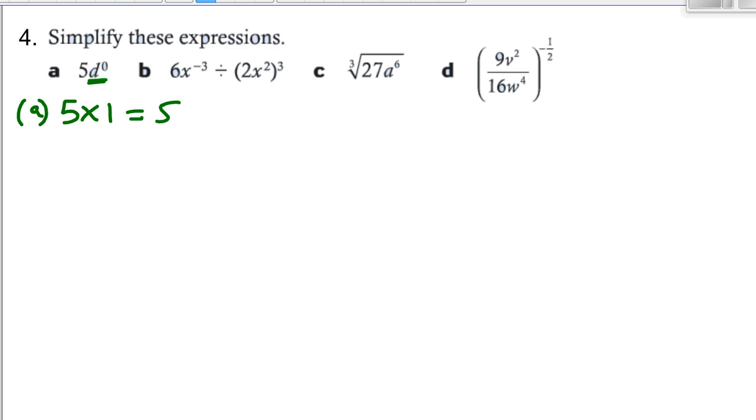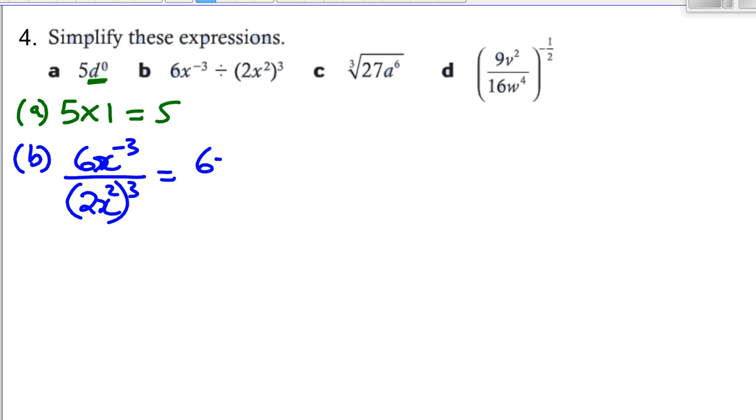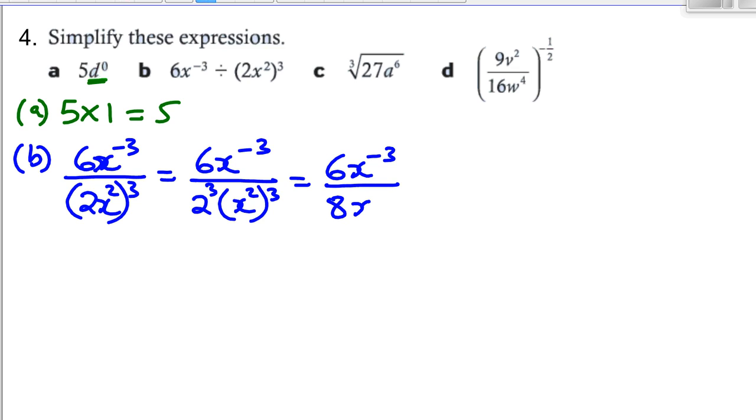4b, what you have is 6x to the power negative 3 over (2x squared) to the power 3. I'm just writing that equation. So let's first of all simplify the denominator. So what we'll have is 6x to the power negative 3 over 2 to the power 3, x squared to the power 3, which will give us 6x to the power negative 3 over 8x to the power 6.